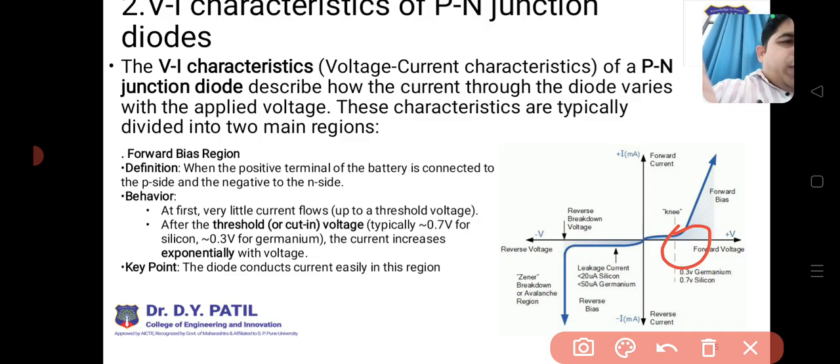After 0.2 and 0.7, the current rapidly increases. As we know, we have already learned this in the practical. Am I correct? The second is the behavior. Very little current flows until the threshold voltage, and after 0.7 and 0.3 the current increases exponentially with the voltage. As per the graph, we can observe this.